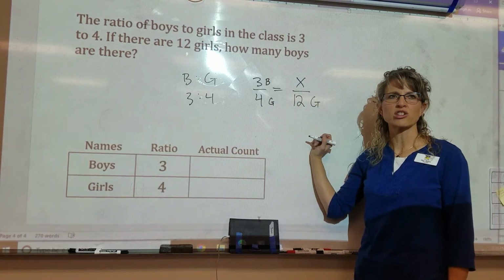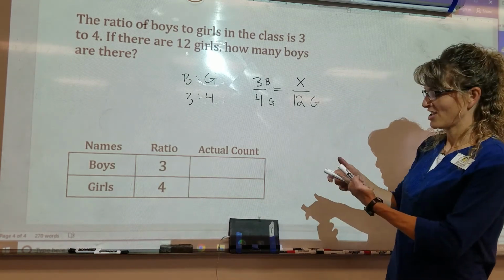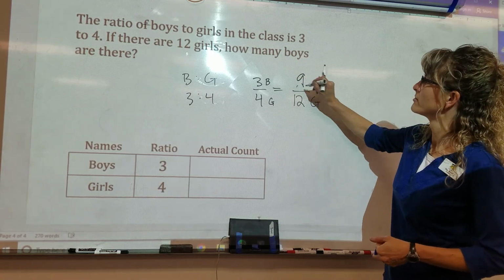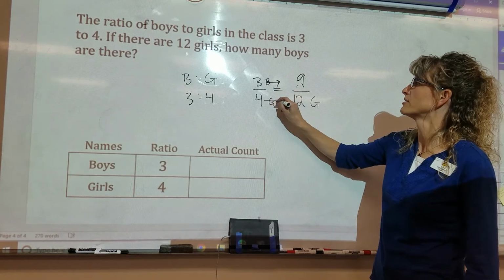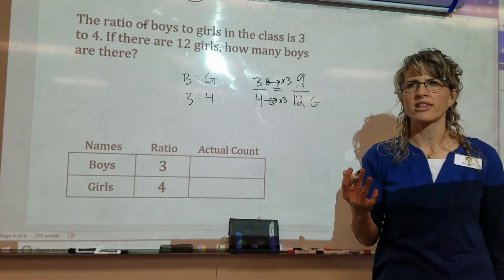Let's look for a relationship here. Let me call on somebody. Aubrey. 9. She says 9. How did you get 9? You did it by 3, times 3, times 3. She's right. Okay, any questions on that?